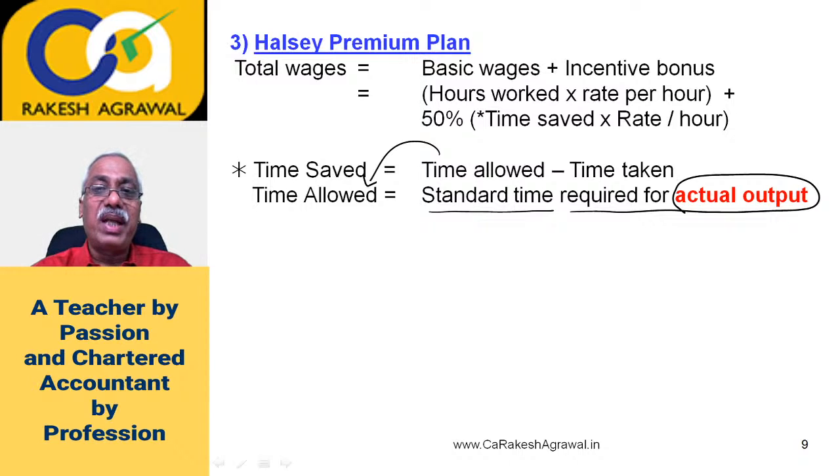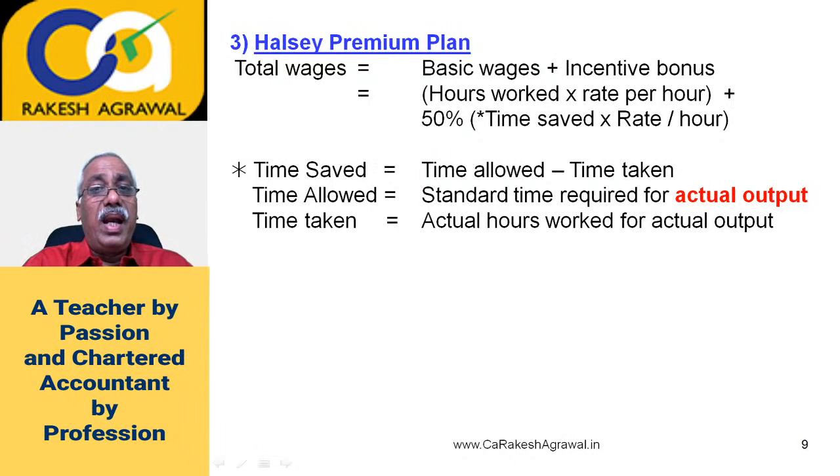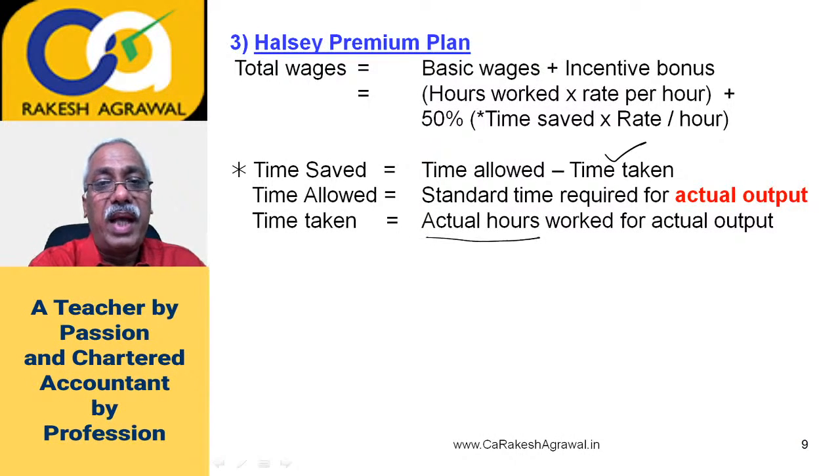Actual time is always taken for actual output, and then we calculate the efficiency variance, if you are able to recollect. If you are confused, forget about it. Now let's go back. Time allowed is calculated as standard time required for actual output, and time taken is actual hours worked. Actual hours are always worked for actual output. It means both standard time as well as actual time are at the same base.